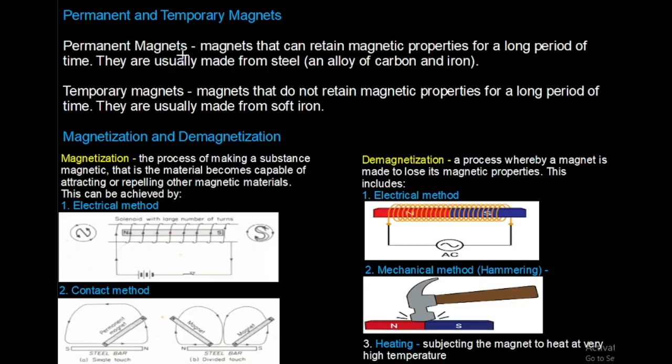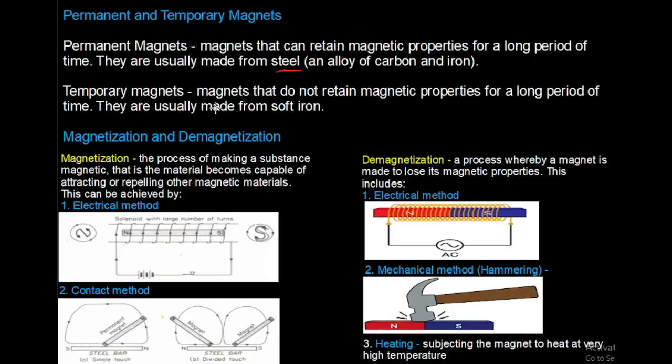Now, we also have what we call the permanent and temporary magnets. Permanent magnets are magnets that can retain their magnetic properties for a long period of time. They are usually made from steel. Steel is an alloy of carbon and iron. So don't forget, magnets that can retain their magnetic properties for a long period of time are known as permanent magnets.